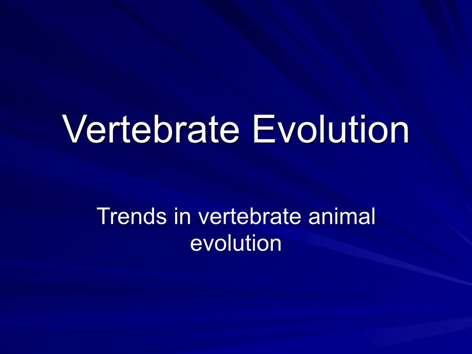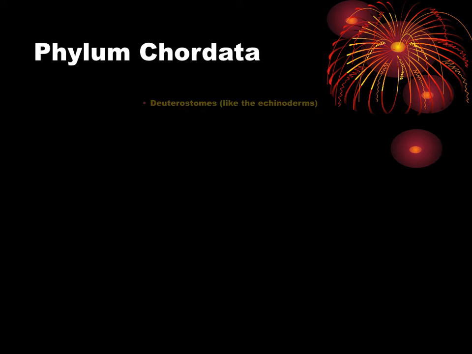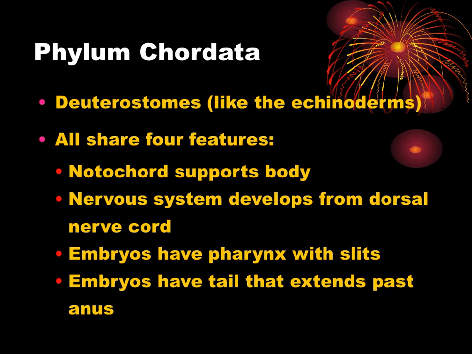So this lecture starts our talk on vertebrates. We finished invertebrate evolution. Now we're going to talk about the different vertebrates that we deal with. So Phylum Chordata, all right, they're deuterostomes like the echinoderms, all share these following features.